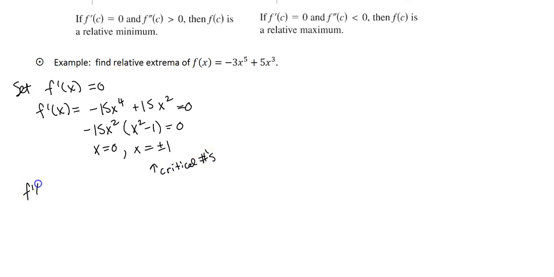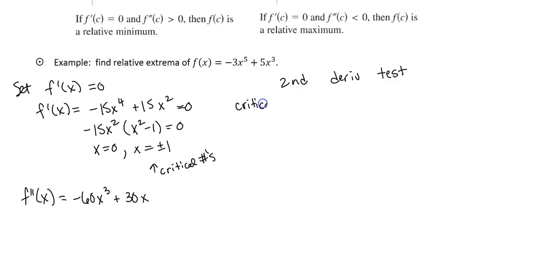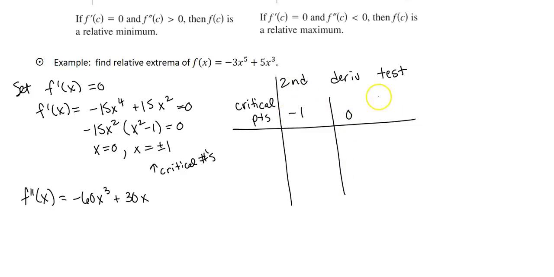And I also need f double prime of x in order to actually do the second derivative test. So f double prime of x, we're going to take this derivative, we're going to have negative 60x cubed plus 30x. So my second derivative test, notice I'm not going to have any intervals here. I'm just going to plug in my critical points, which are negative 1, 0, and 1. I'm going to plug them directly into f double prime of x.